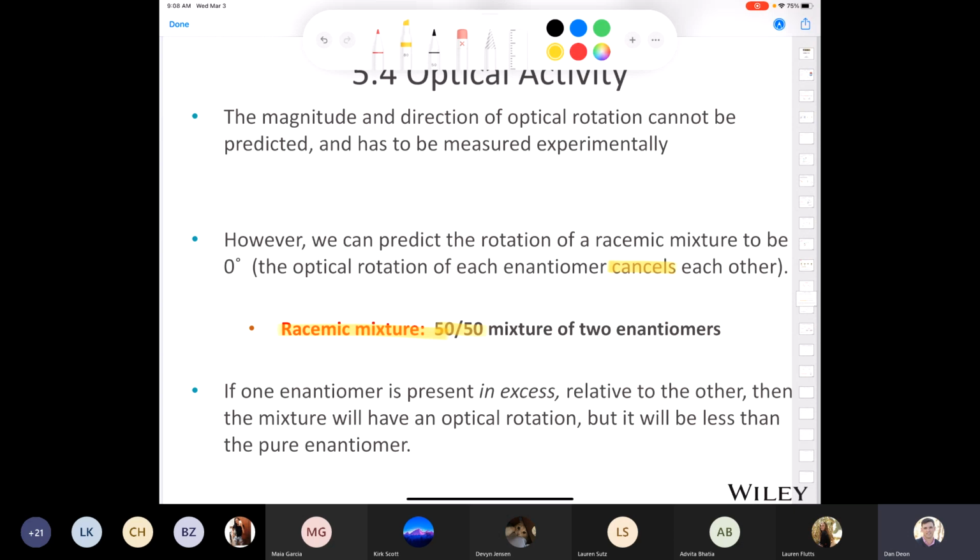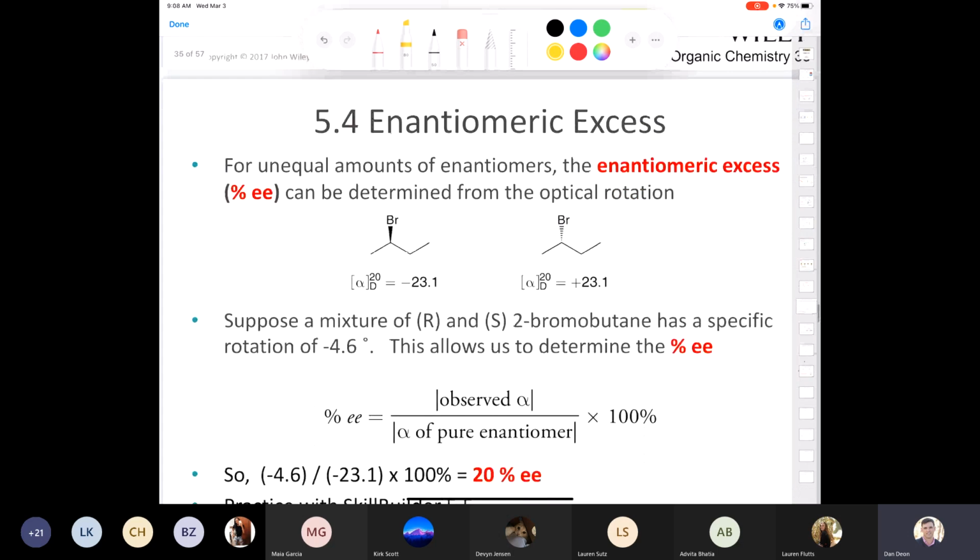Now, another situation is, what if it's not a 50-50 mixture, but not 100% one enantiomer either? Then it's called having one enantiomer in excess. We call that enantiomeric excess. Then it has optical rotation, but it's going to be less than the pure enantiomer by itself.